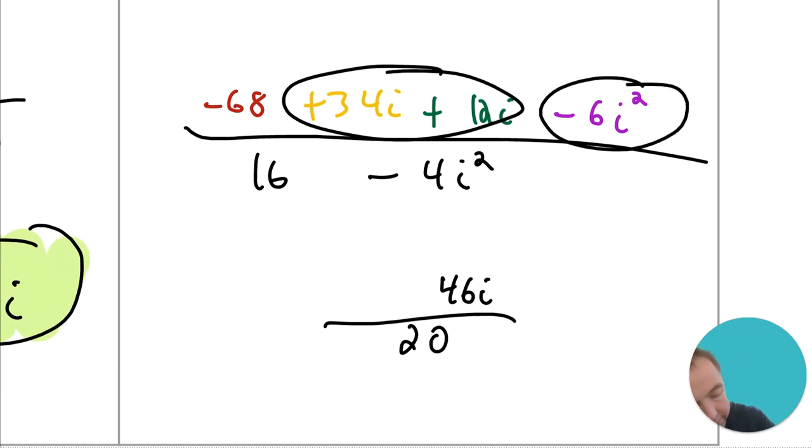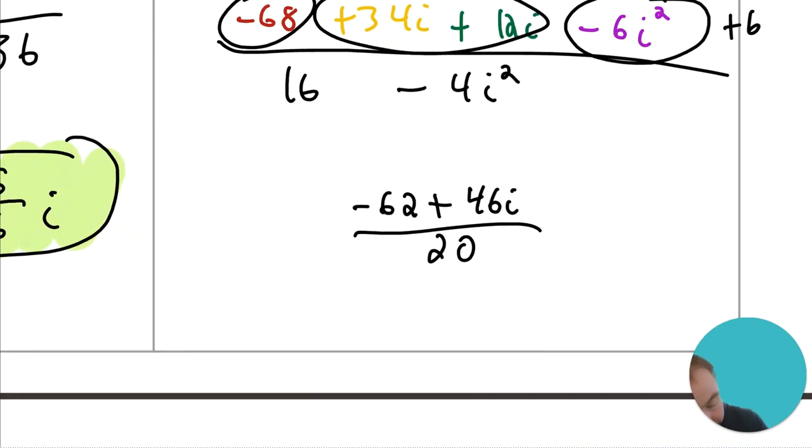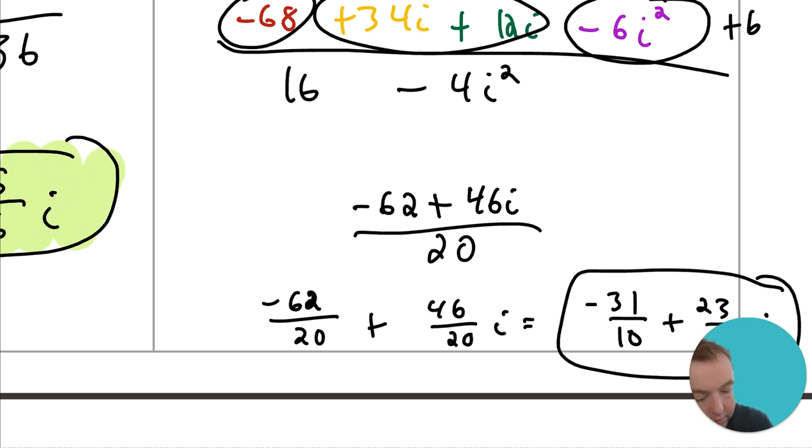And then this right here is going to be real. That can go together with this guy, which is real. Because this is ultimately really the same thing as positive 6, because i squared is negative 1. So negative 68 plus 6 is going to be negative 62. And then you'll just need to split that in a couple separate fractions as negative 62 twentieths and 46 twentieths i, and then reduce the fractions as far as you can. So the first one is just going to come out to be negative 31 tenths. The next one will come out to be 23 tenths times i, and then that would be your quotient in simplest possible form there.